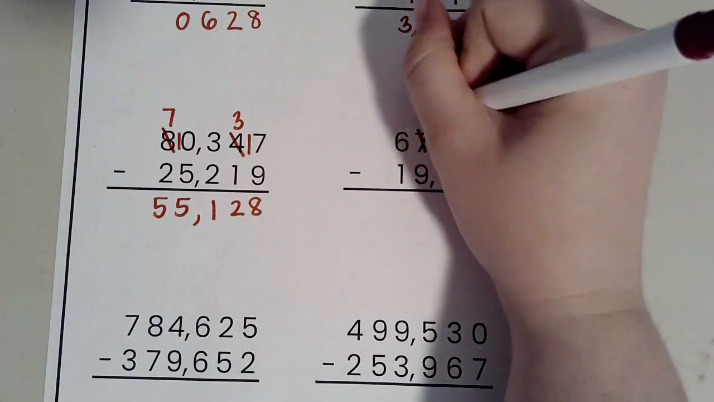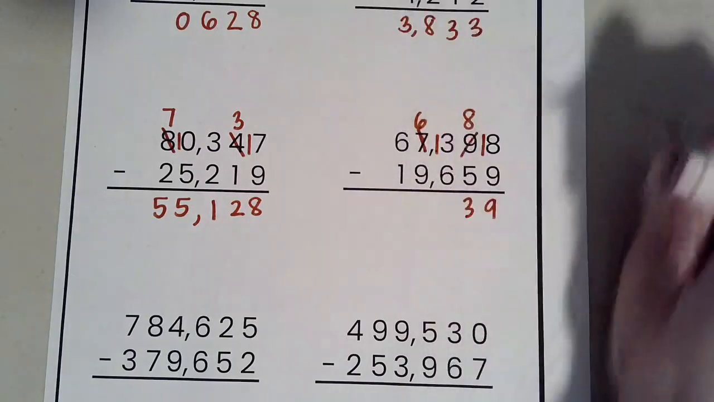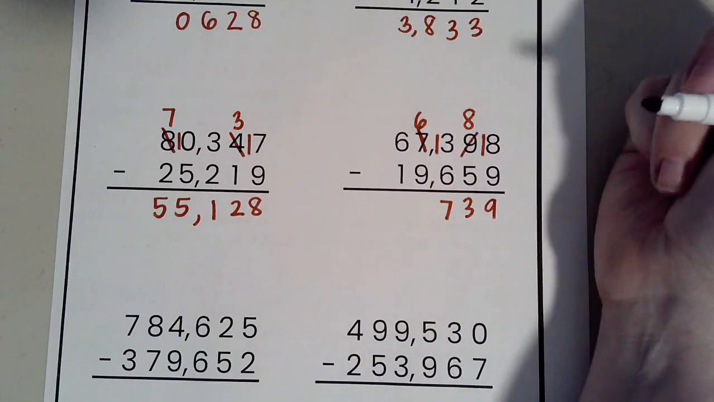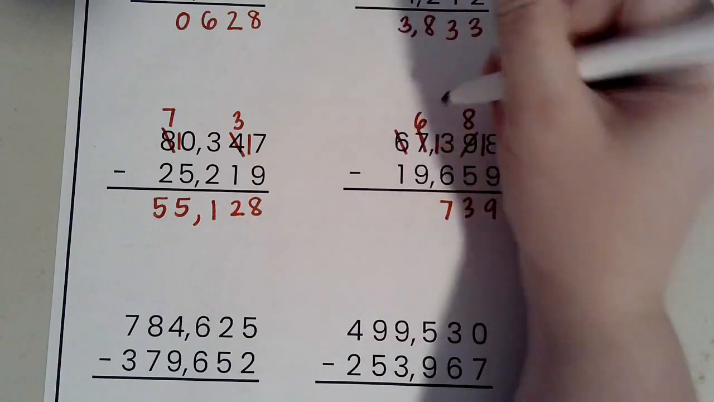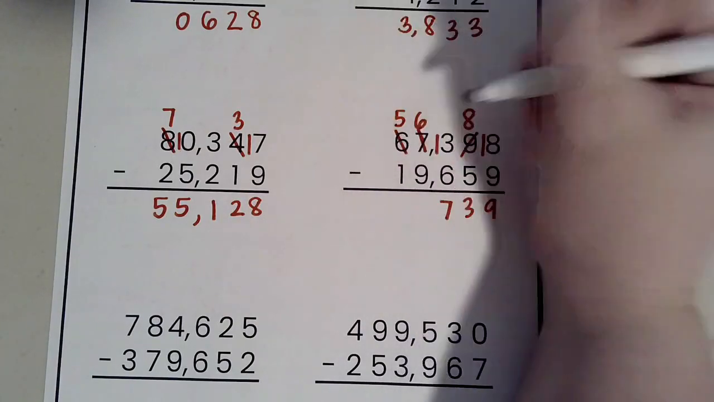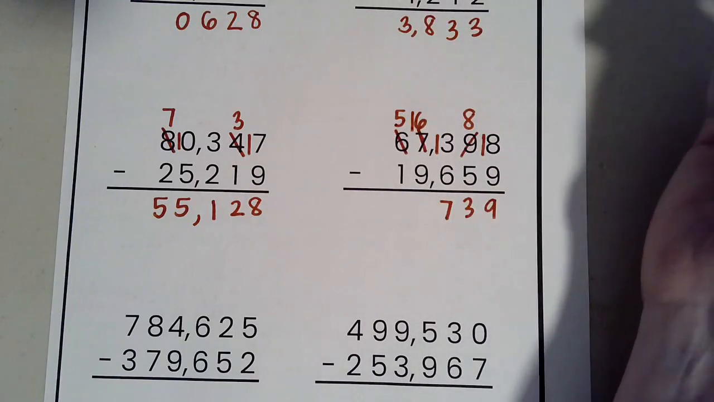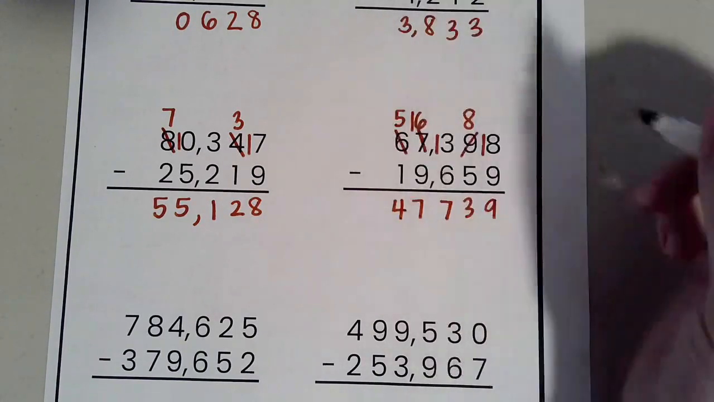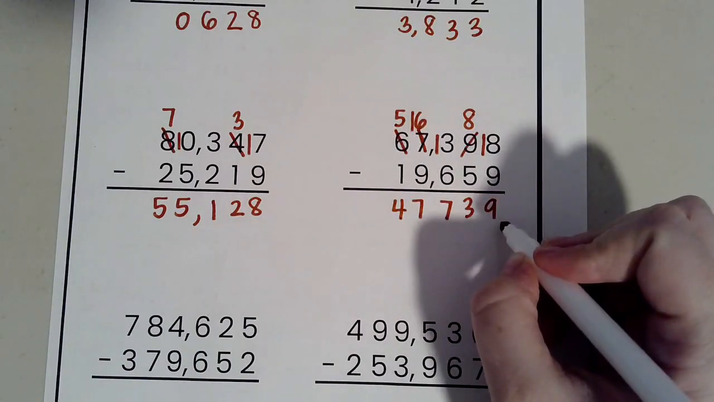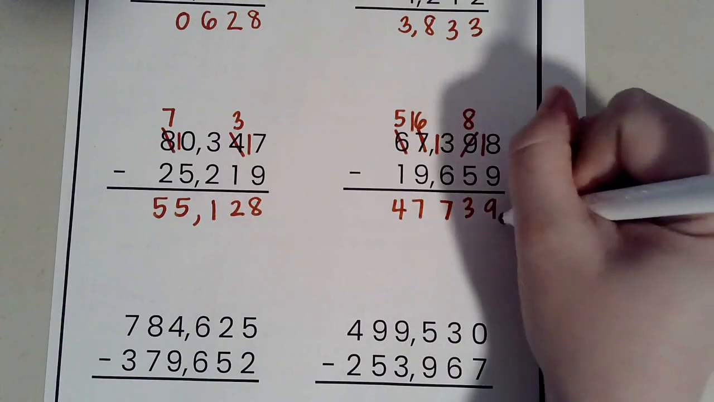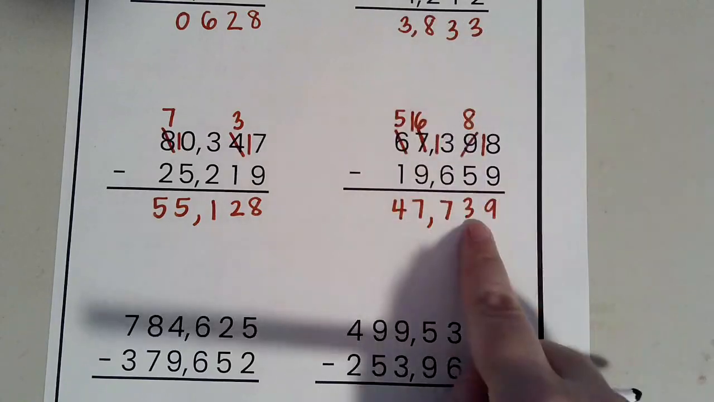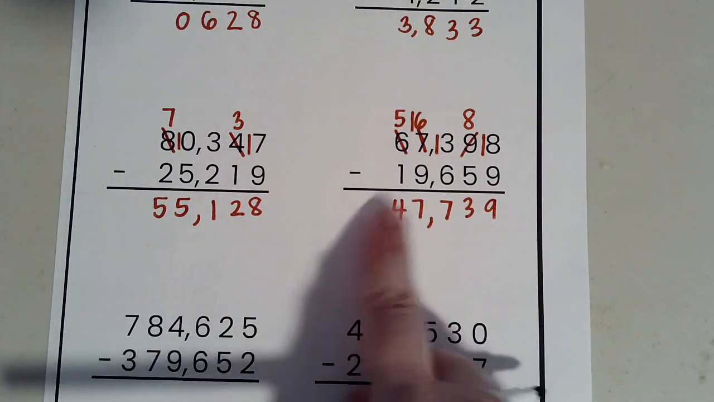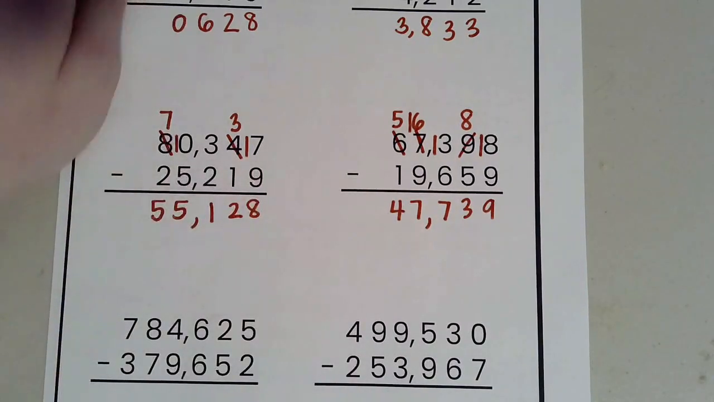So 7 becomes a 6. 13 minus 6 is 7. 6 minus 9, can't do that either. So let's move on over, make this a 5. So now this becomes 16. 16 minus 9 is 7. 5 minus 1 is 4. Let's count over to find which periods to put our commas in. So 1, 2, 3. We've got our ones period, right? And then over here we have our thousands period that has 47,000 in it. Okay.